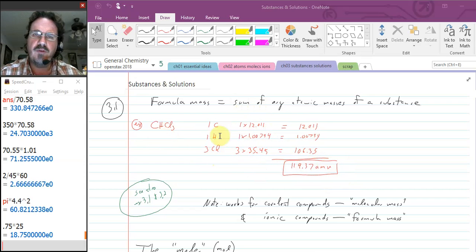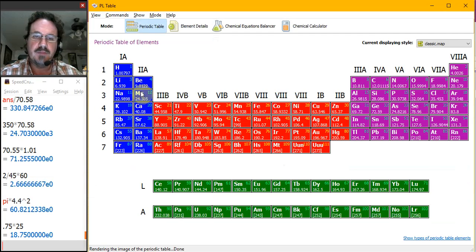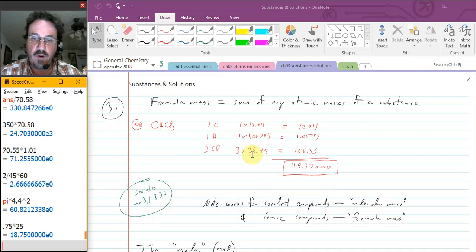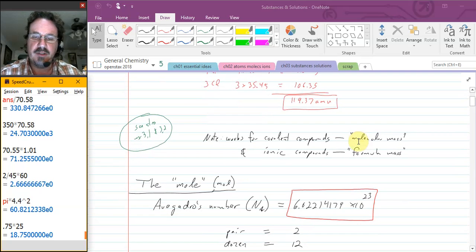Now, where did these numbers come from? Where did the masses of the individual atoms come from? The periodic table. If I pull that up, here's hydrogen, 1.0079, and here's carbon, 12.01, and chlorine is 35.43. So that's where you're going to find the numbers for the individual masses of those atoms. Remember, those are averages of the isotopes, but that's exactly what we would expect those molecules to be made up of anyway.